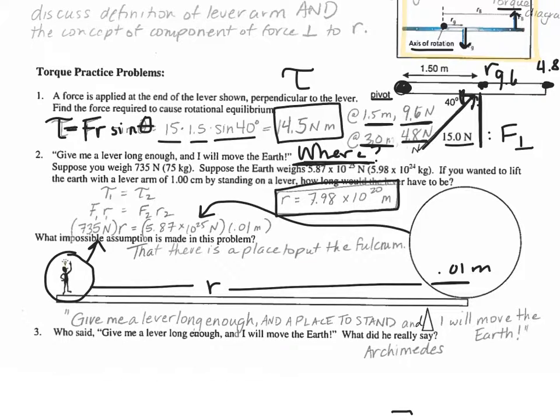Now, what this person actually said, and it was Archimedes, what he actually said was, give me a lever long enough and a place to stand and I will move the earth. Because the faulty assumption here is that you can use a lever to move the earth in empty space, but there's no place to put the pivot. That'll slow you down a little bit.